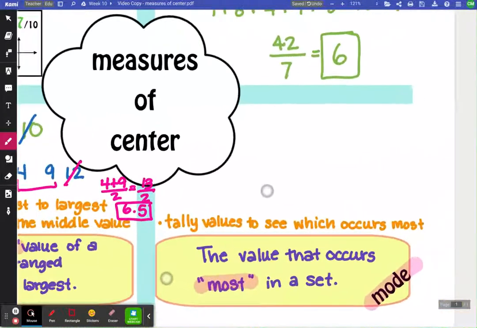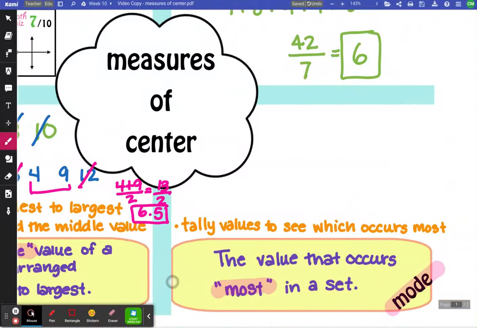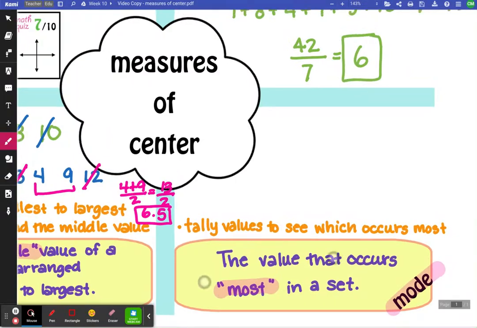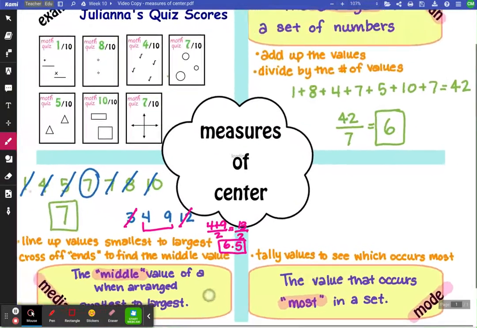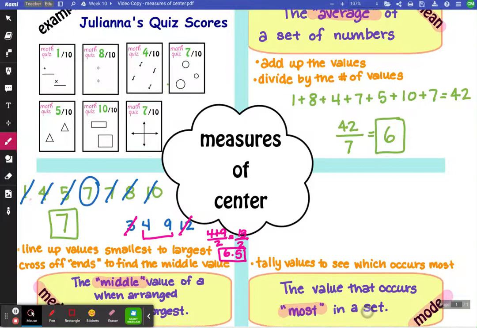The last measure of center, which really isn't a measure of center, but kind of gets lumped in, is the mode. The mode is just the value that occurs the most in a data set. All we do is tally the values to see which one occurs the most. In this case, not really necessary to tally, but we will. So I have a score of 1, a score of 8, a score of 4, a score of 7, a score of 5, and a score of 10. Then I'm just going to tally how many of each one I have.